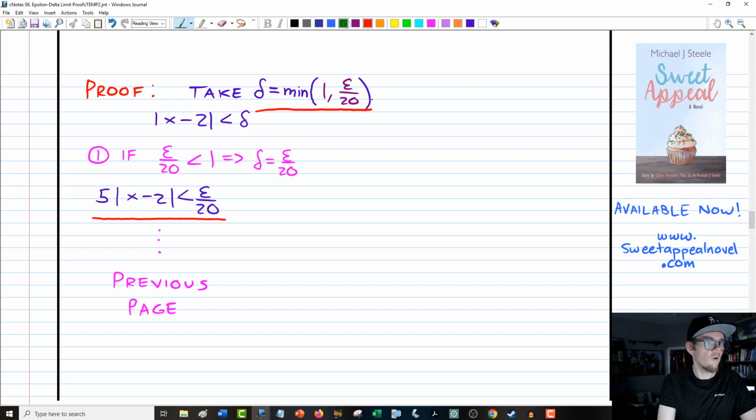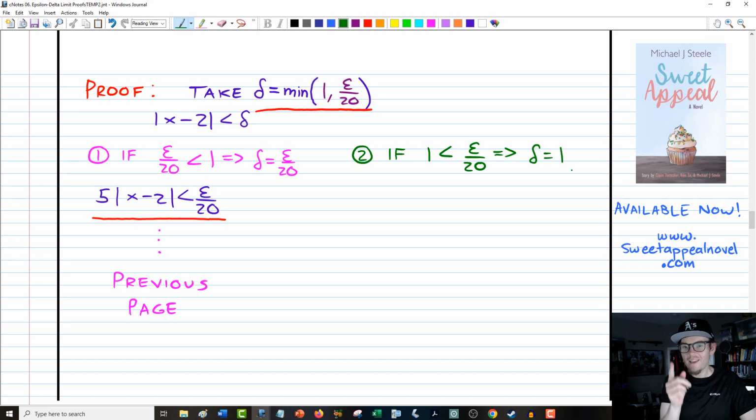The question, though, of course, is, well, what happens if that's not true? What if, in our situation here, the minimum of those two, what if 1 is less than epsilon over 20? Because wouldn't that cause changes, since that would mean delta is equal to 1? It does, but not for the reasons you're thinking of. What that tells us is that choosing x minus 2 less than delta would be choosing that absolute value of x minus 2 is less than 1.